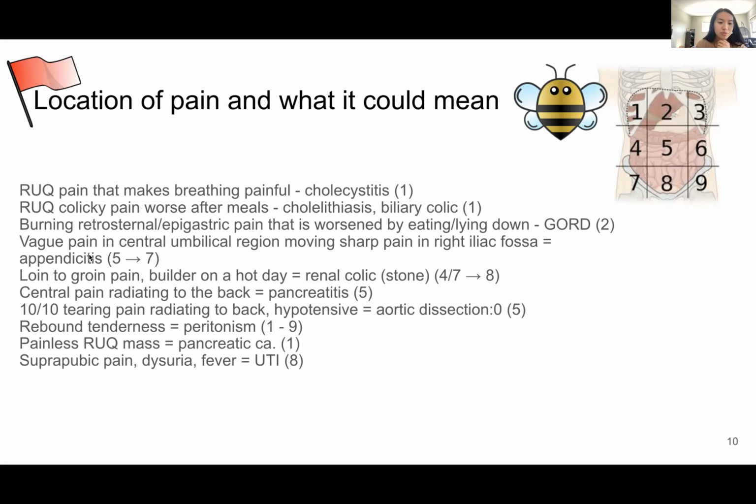Vague pain in the central umbilical region, moving down to the right iliac fossa, that is appendicitis, like 100%. If you hear those words in your exams, appendicitis. Loin to groin pain, they always give this builder on a hot day kind of thing, that is renal colic. The reason it's a builder on a hot day is because, I'm not sure, the stones will more likely lodge on a hot day.